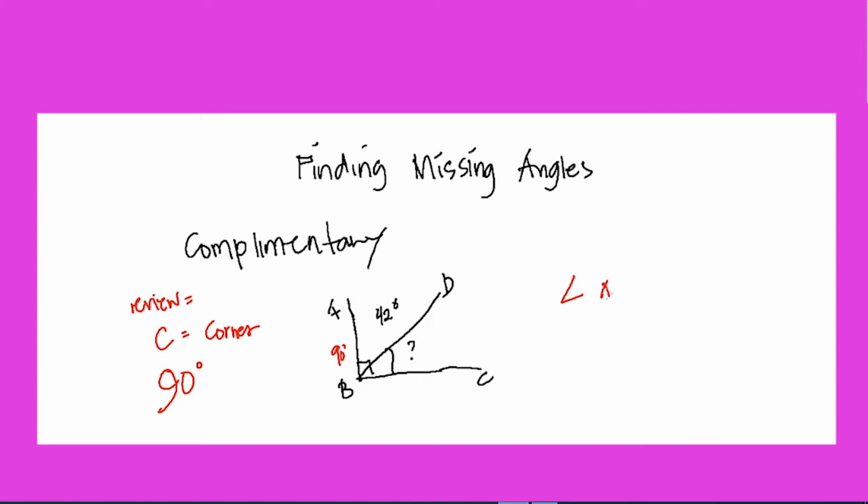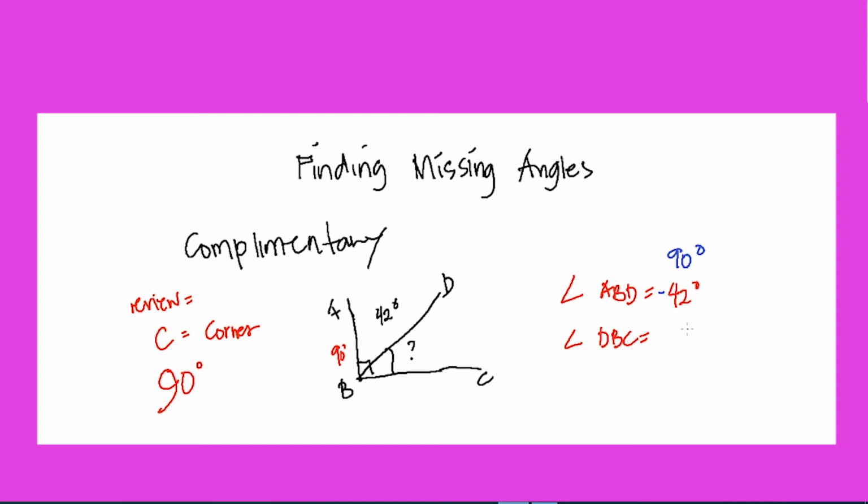Now we are ready to solve and find the missing angle. So to find the missing angle, it says here that angle A, B, D is equal to 42 degrees. Therefore we need to find the value of angle D, B, C.